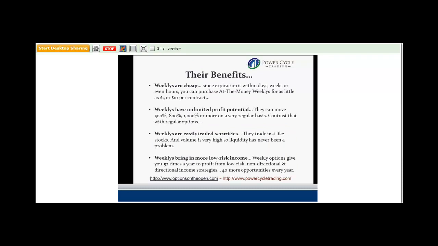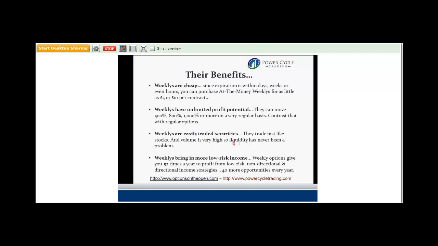So what are their main benefits? Well, number one, they can be very cheap since the expiration is within days, weeks, or even hours. You can purchase the at-the-money weeklies for as little as $5 to $10 a contract. They have unlimited profit potential. They can move 500, 800, 1,000% or more on a regular basis compared to a regular option or even futures.